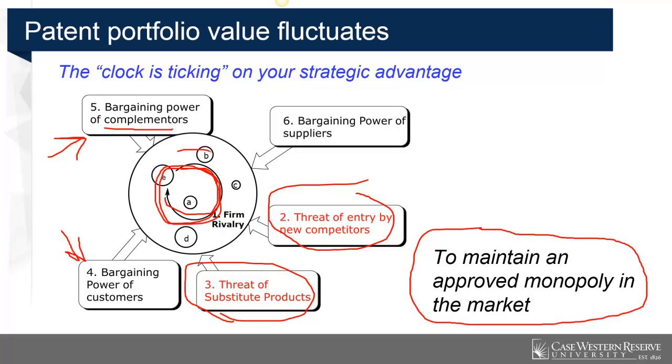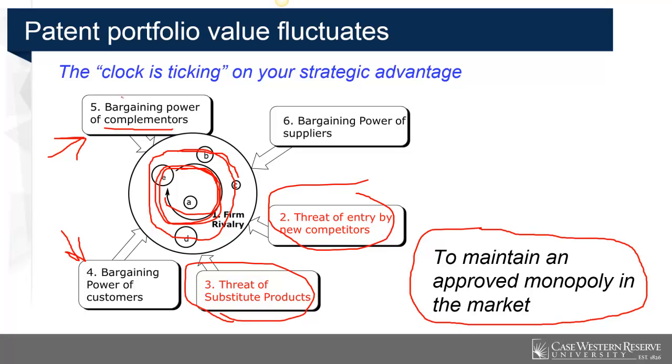And again, feeding this cycle, you've got the threat of entry by new competitors who see what you're doing, their ability to create substitute products. Then once the market starts to grow, you've got the bargaining power of customers who are being very selective, and then people who are offering complementary products and services. And of course, once it gets to a commodity, you've got the bargaining power of suppliers.